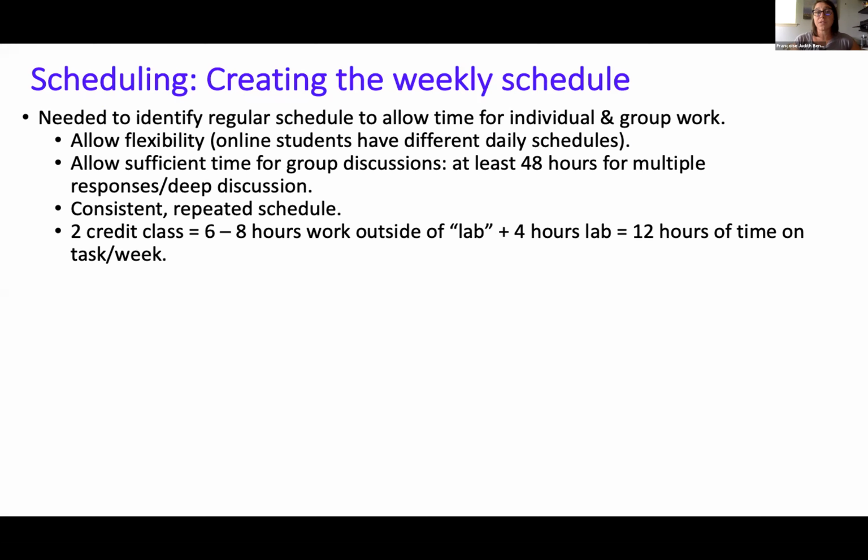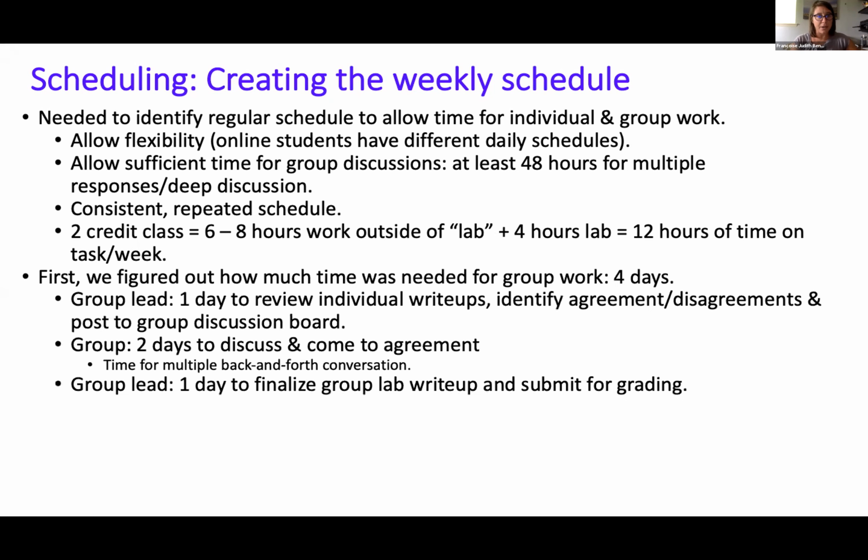We also needed to allow sufficient time for that group discussion, at least 48 hours, to allow for multiple responses, as it wasn't as simple as, here's a post, respond to one person. This had layers, sometimes 14 questions that they were responding to, to get into that deep discussion, and they did. We also wanted it to be a consistent, repeated schedule so that they had that habit weekly of when they needed to be online participating in that group discussion. And we also needed to be sensitive that it was a 2-credit lab class and that the time on task was appropriate for the credit hours.